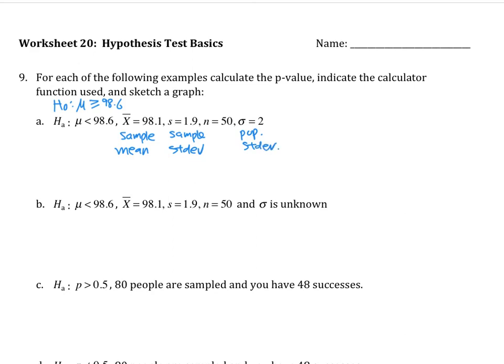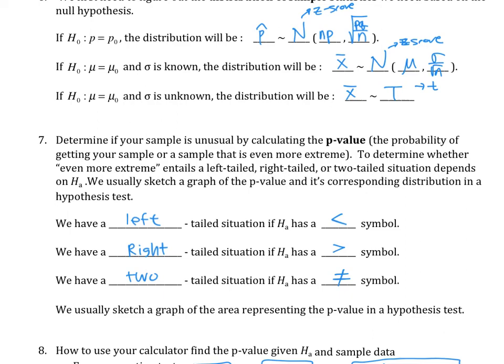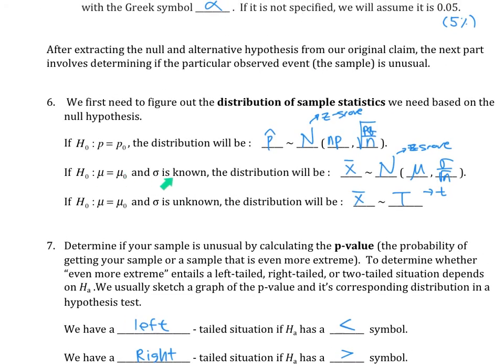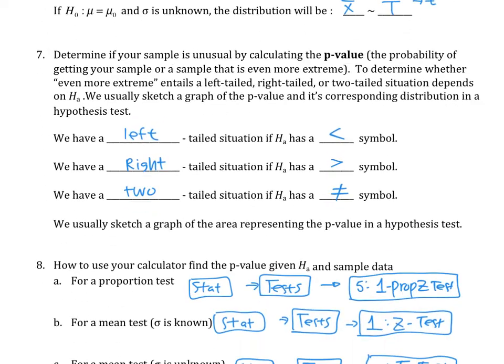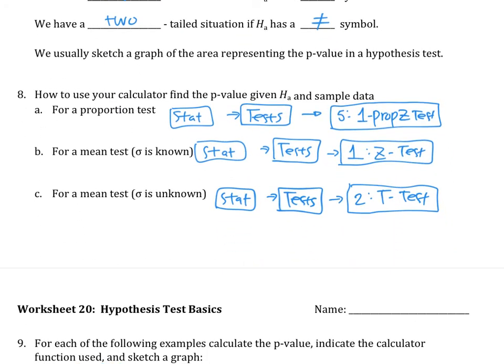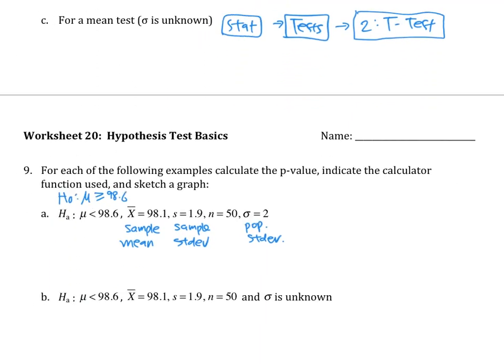Again, in real life, probably we don't know population standard deviation. We only know sample. But in this particular case, they're giving me population standard deviation. So I'll use that. Again, I'm looking at the previous number 6. We're doing hypothesis test on mean where sigma is known. So we're using z-score, so that's normal. That means here I'm going to use z-test function key.